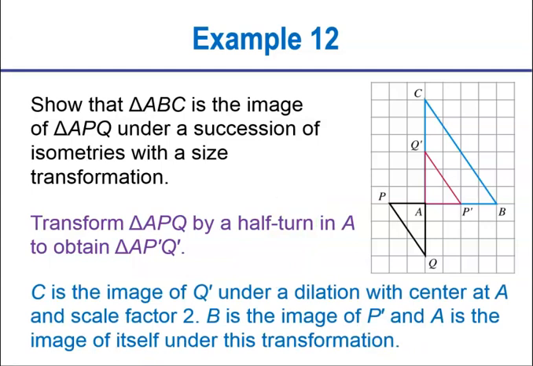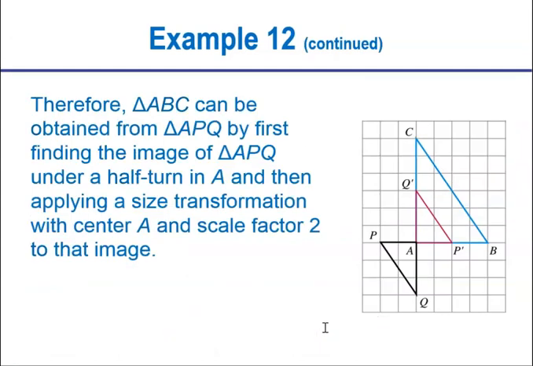Okay, so how would we write this up? We say C is the image of Q primed under a dilation with center at A and a scale factor of 2. So B is the image of P primed and A is the image of itself under this transformation. So A, we just kept A. Okay, and make pretty good sense? All right, and then one more conclusion.